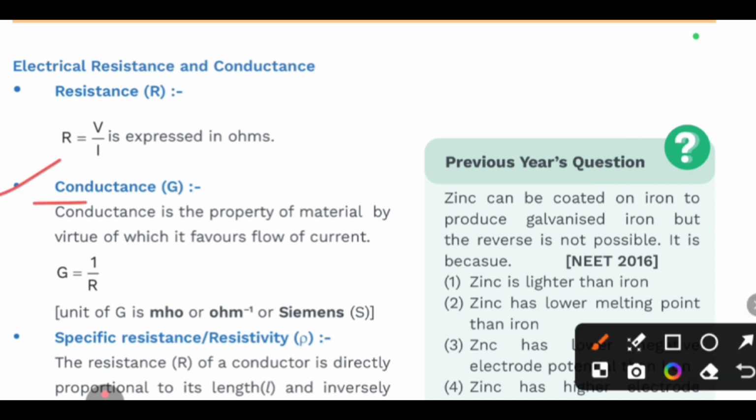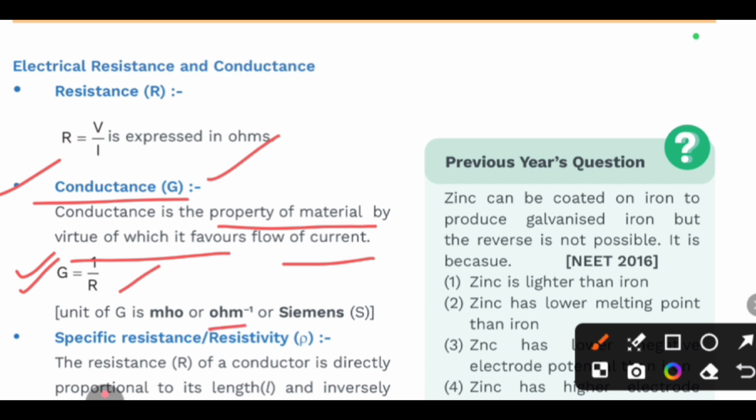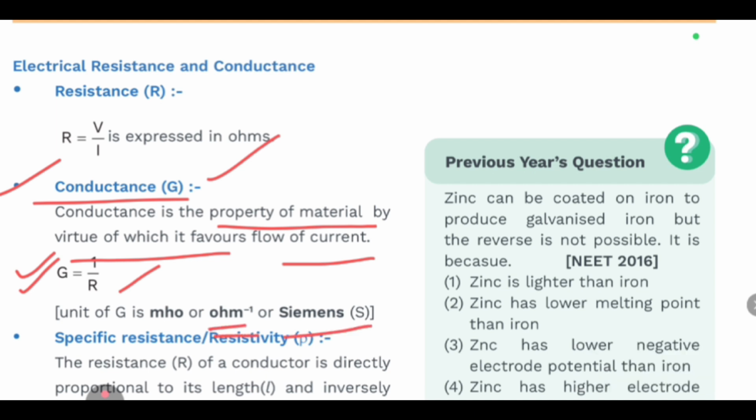Next topic is conductance. What is conductance? It is the property of a material by virtue of which it favors the flow of current. If current flows, it results in the conductance of that material. We can represent it by G, and G means conductance. It is inversely proportional to resistance. So what is the unit of resistance? The unit of resistance is ohm. Then what is the unit of conductance? It is ohm inverse, or you can say Siemens. Ohm inverse is also called Siemens.